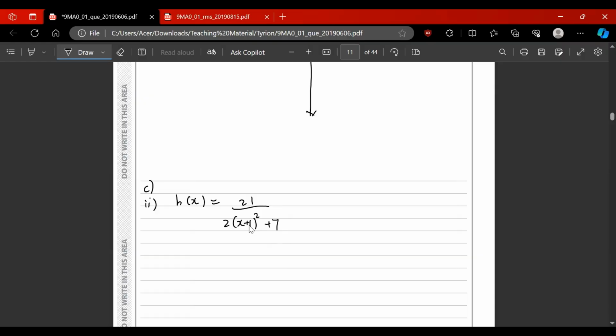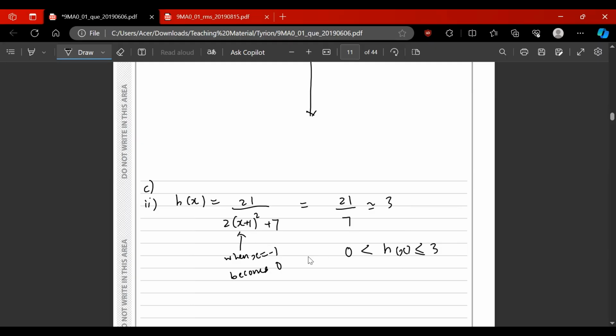And since this is squared, any number that is greater than 0 or less than 0 will be positive. Therefore, if we put here x = -1, this becomes 0, right? So when x is equal to -1 this becomes 0, and therefore this becomes 21 over 7. So approximately we can say 3, and then the range would therefore be h(x) greater than or equal to 3. So the maximum value will be given as 3.